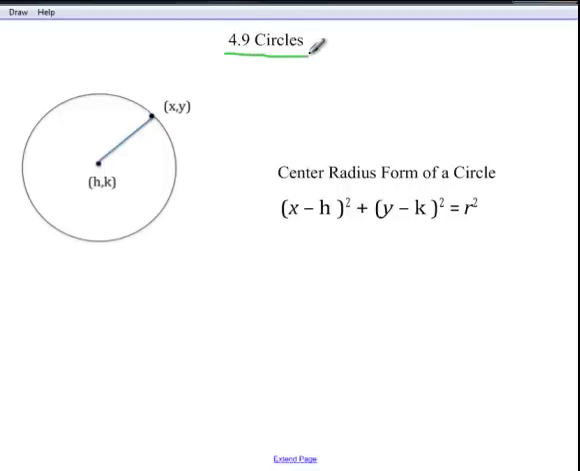Now, you did circles a little bit way back when you were freshmen. So let's review what you learned as freshmen or 8th graders, whenever you took Algebra 1. This is the general equation of a circle. It's called the center radius form because as long as you have the center, which is called (h, k), and as long as you have the radius, you can write the general form of a circle in center radius form. All right, so what would that look like?